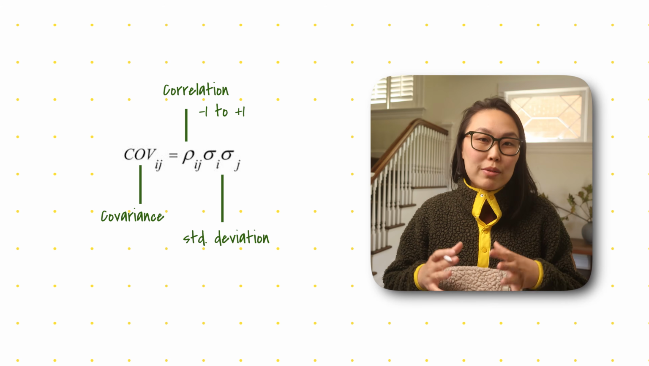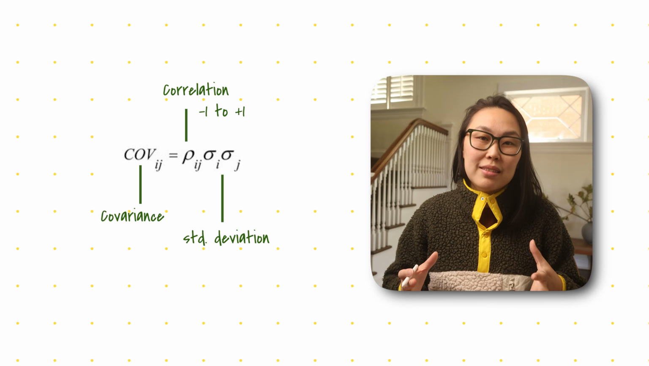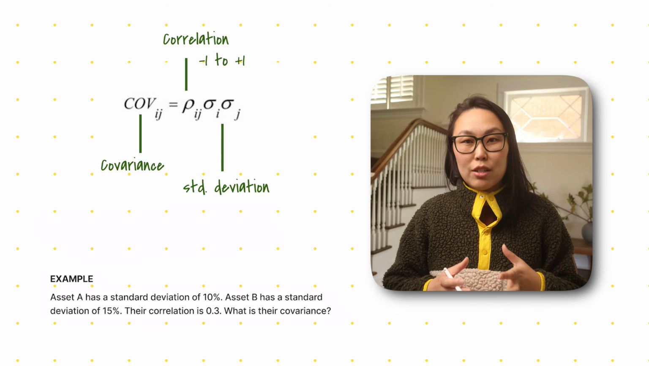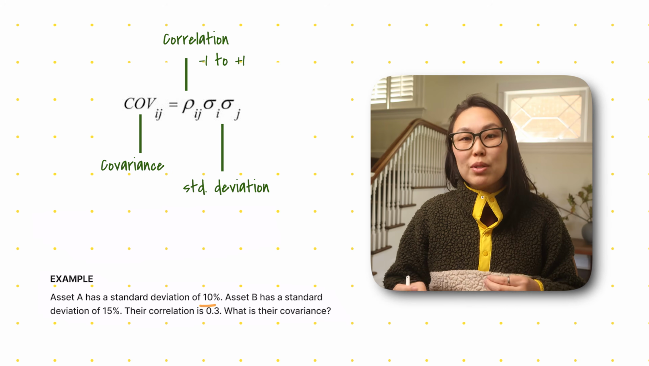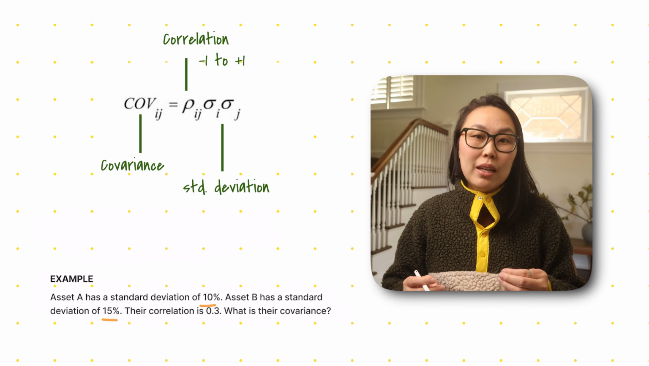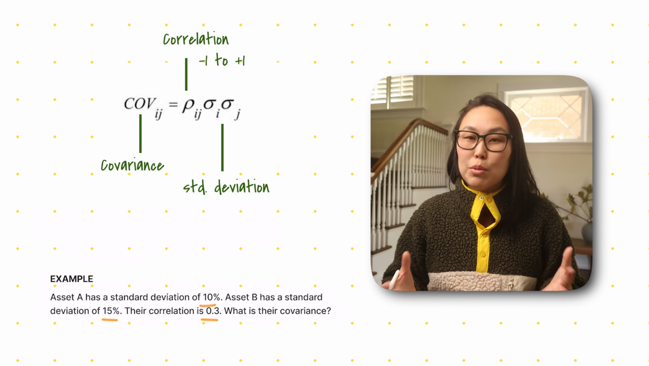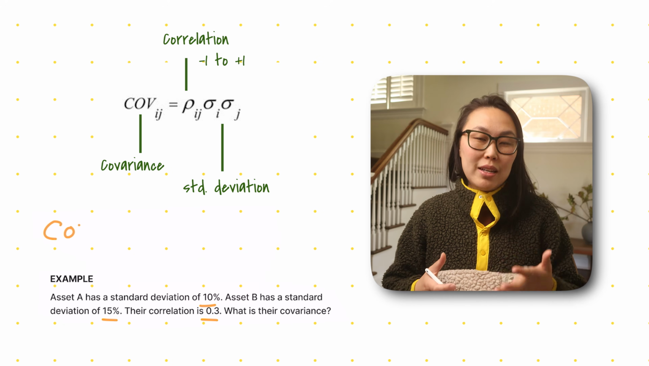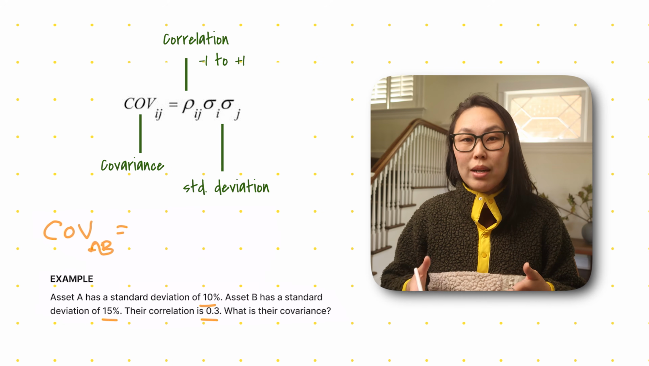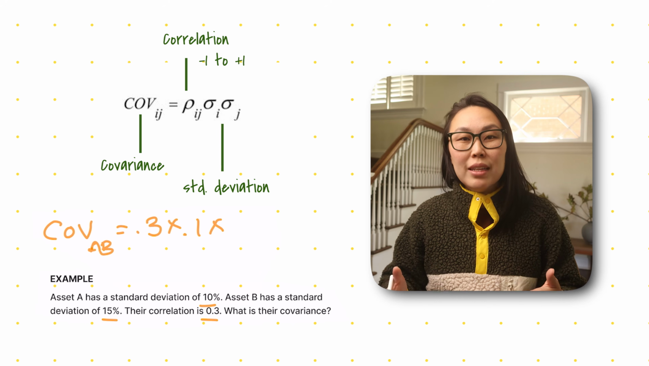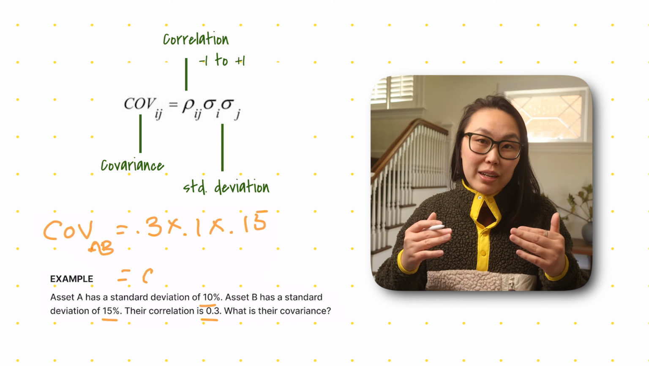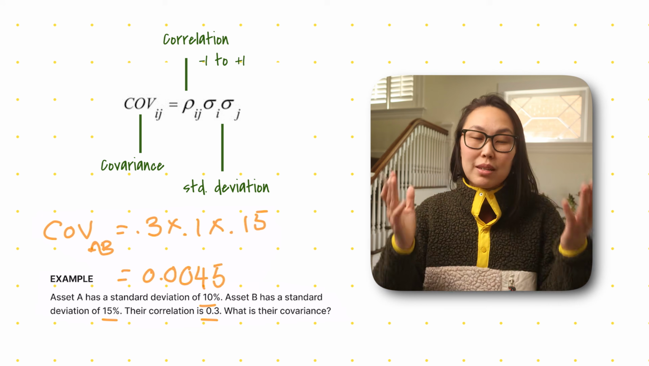Okay, now let's walk through a simple example of covariance. If asset A has a standard deviation of 10%, asset B has a standard deviation of 15%, and their correlation is 0.3, what is their covariance? We just plug it in and we get covariance equals 0.3 times 0.1 times 0.15, which is equal to 0.0045. Now this is positive covariance, which means these assets tend to move in the same direction.